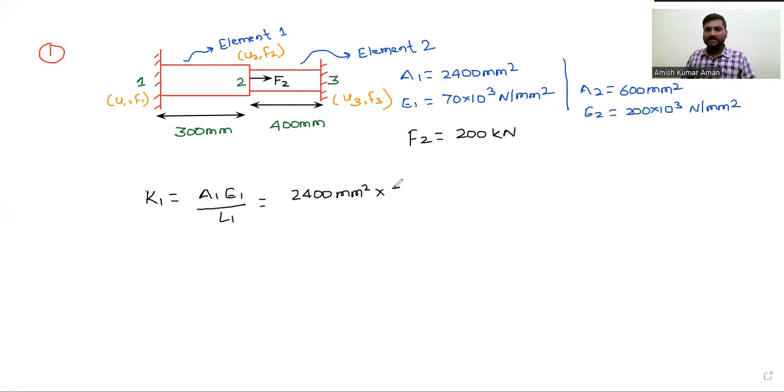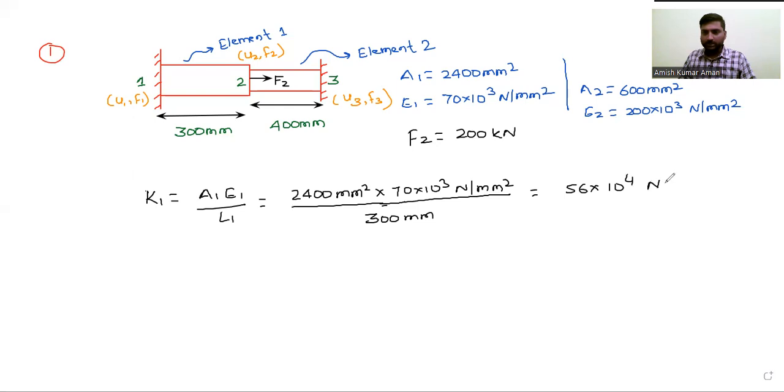E1 is given 70 into 10 to the power 3 Newton per mm square upon L1. L1 is given 300 mm, right? So everything is given. Now, if you calculate this value, we are going to get 56 into 10 to the power 4 Newton per mm. The mm square will cancel out, and this will become Newton per mm.